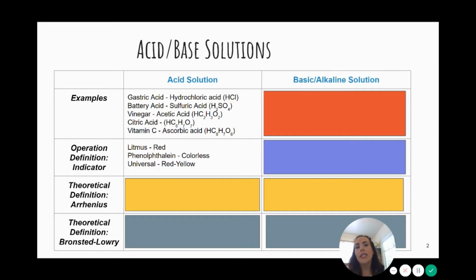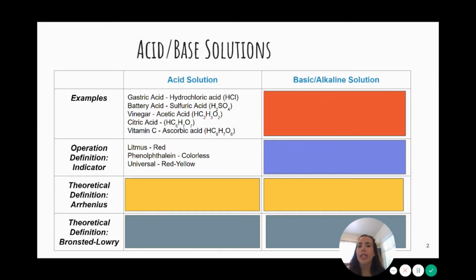Phenolphthalein is actually a dropper. It's a liquid, and you drop it into a solution and it will change the color of the solution. So say that I have an acidic solution and I add a drop of something called phenolphthalein, it will actually turn the solution a pink color.